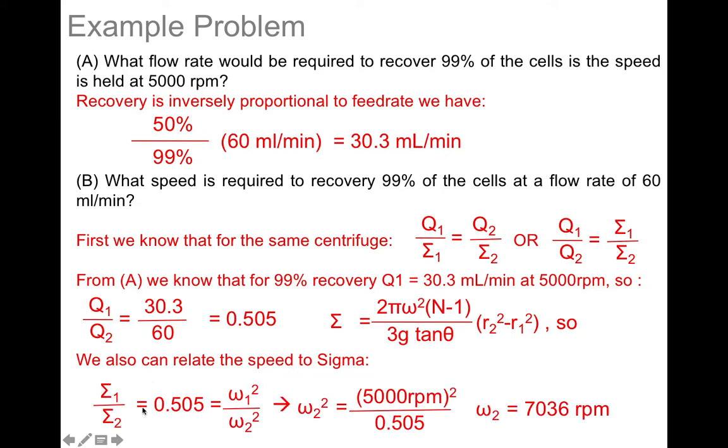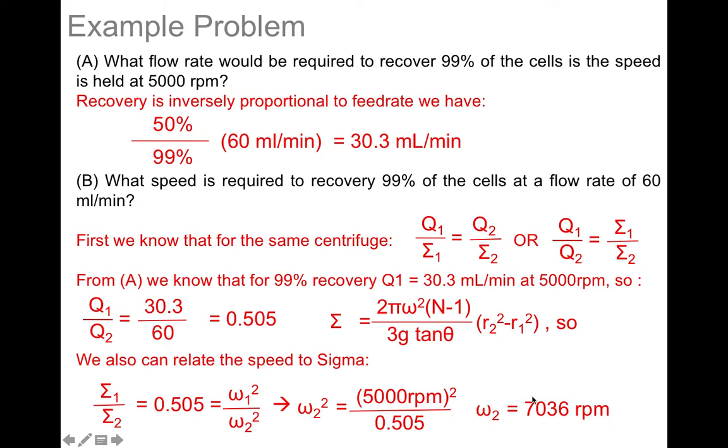So sigma 1 over sigma 2 equals 0.5 from this calculation, which basically equals omega 1 squared over omega 2 squared. And from that, we know that the initial omega 1 is 5,000 RPM, and we can calculate omega 2, which is 7,000 RPM. So if we want to speed the centrifuge flow rate up, right, we want to pump in cells faster and still maintain the high recovery rate, we need to increase the centrifuge speed, or the angular velocity.